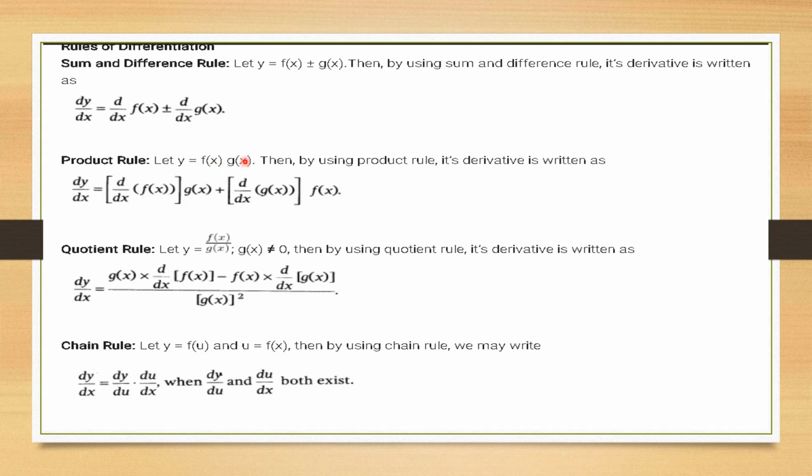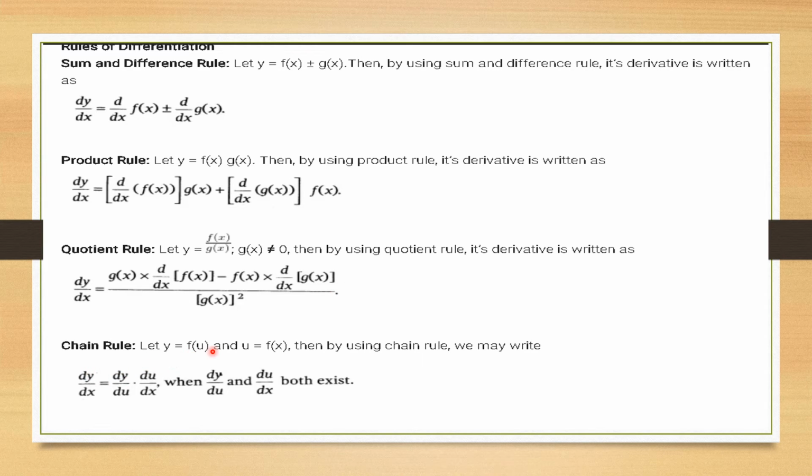The product rule, or UV rule, says if it is a product of two functions, then it is first function into derivative of second plus second into derivative of first. What was the quotient rule for f(x) upon g(x)? It is denominator square, and in the numerator, denominator times d/dx of numerator minus numerator times d/dx of denominator. And there was a chain rule also.